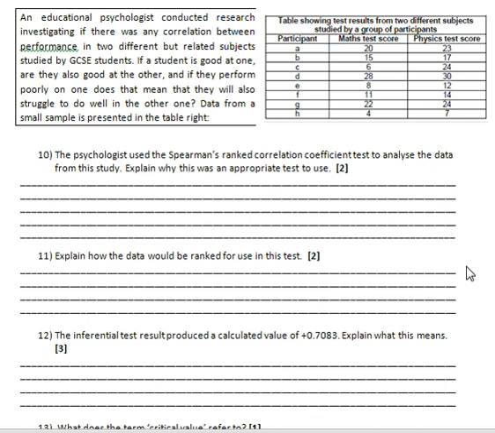It does specify how, so it needs to know how you would actually rank, so the low to high. It may seem obvious to you, but that is what it is asking you for. So if you make it simple and just write that, you will pick up a mark for it.